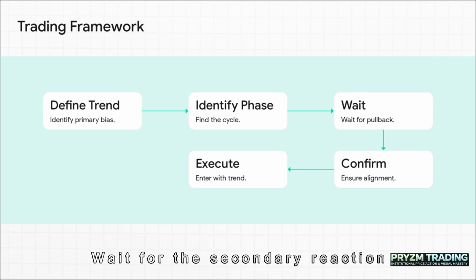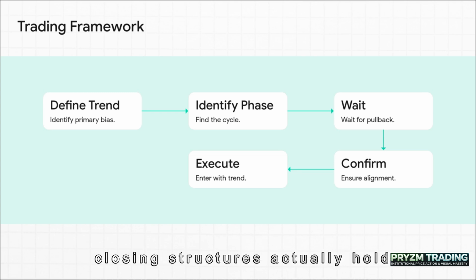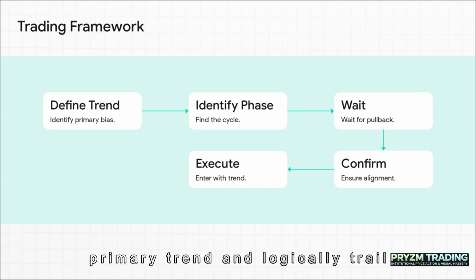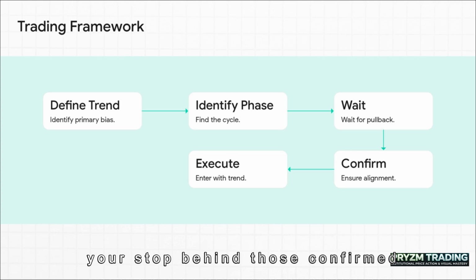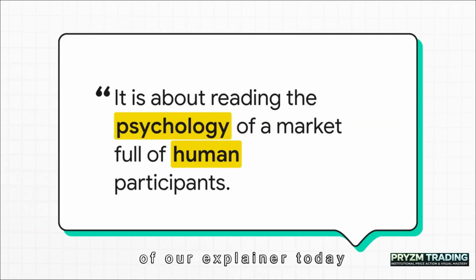Step 3. Wait for the secondary reaction, that 33 to 66% pullback. Never chase the initial impulse. Step 4. Confirm with context. Make sure volume aligns and those closing structures actually hold. And Step 5. Execute. Enter in the direction of the primary trend and logically trail your stop behind those confirmed closing swing lows. This brings us to the core realization of our explainer today.